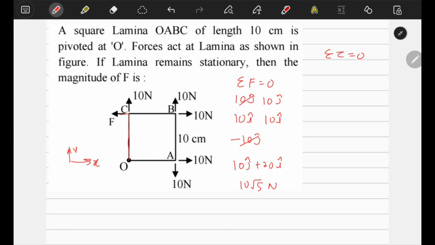If we talk about this force F, it is giving us this type of torque, that is anti-clockwise. This 10 Newton will provide no torque because it is passing through the axis of rotation. If we look at this force 10 Newton, its perpendicular distance from the axis of rotation is 10. So we can see that the torque offered by this force is also anti-clockwise.